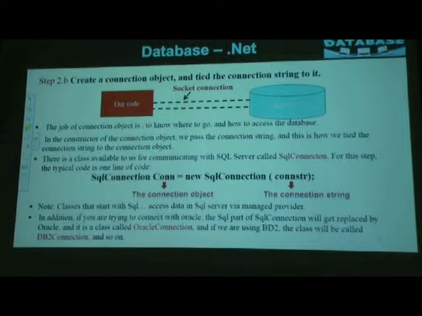Classes that start with SQL access data in SQL Server via a managed provider. As we said in the very first step, we have to choose the driver. So once we are dealing with the SQL connection class, it is going via the SQL Server managed provider. If we are trying to connect with Oracle, the SQL part of SQL connection will get replaced by Oracle, so there is a class called Oracle connection. And if we are using DB2, the class will be called DB2 connection, and so on.